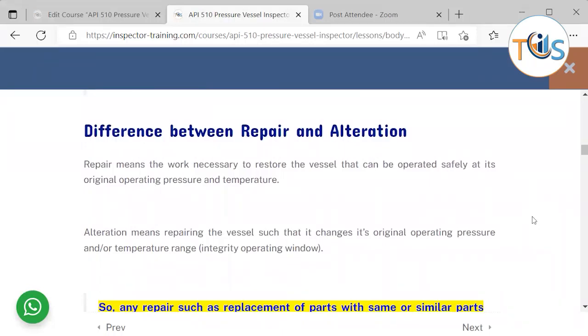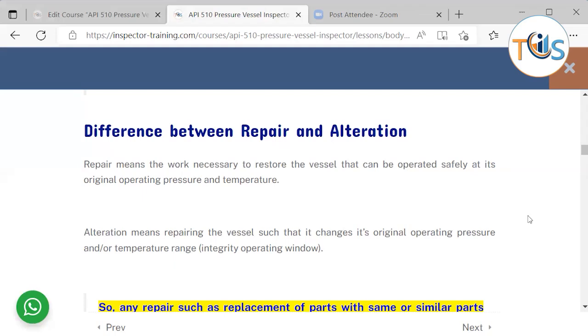So let's see what's the difference between a repair and an alteration. This could be a potential exam question. Repair basically means repairing something, and there can be minor repair and major repair, to restore the vessel to its original condition. So to restore means repair. Now alteration means repairing the vessel, but then the integrity operating window or the original operating pressure and temperature has changed. For example, you can increase the pressure because you have reinforced the vessel, or the other way around. So you have re-rated the vessel. It's called re-rating.